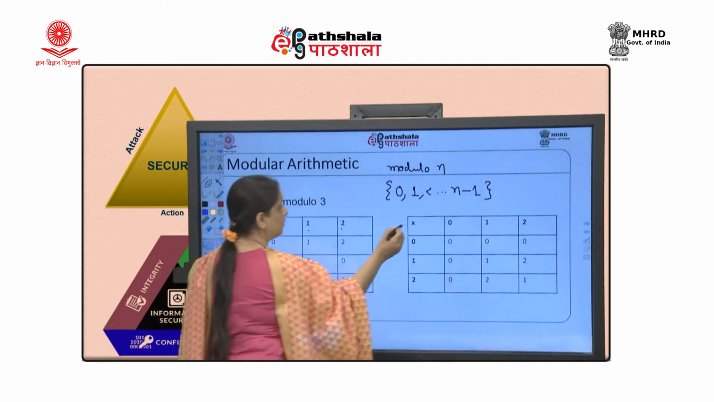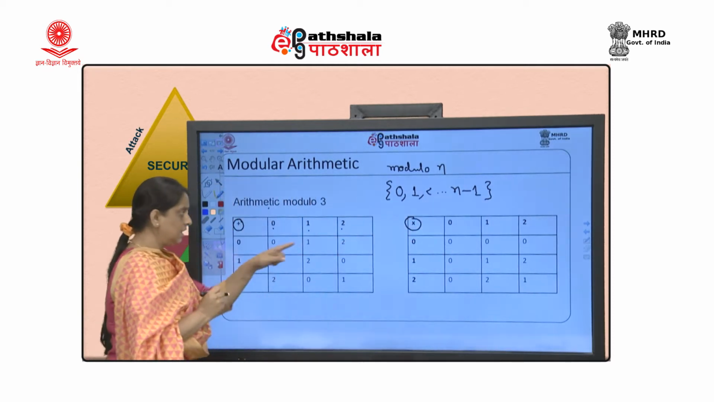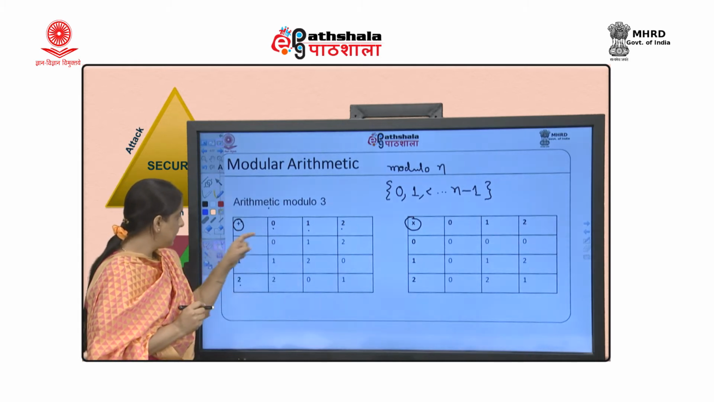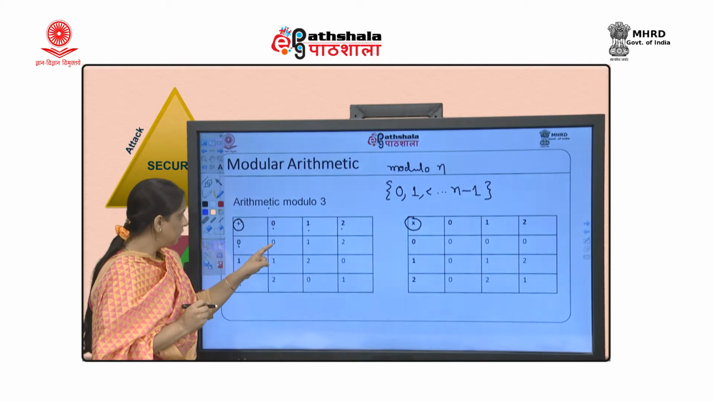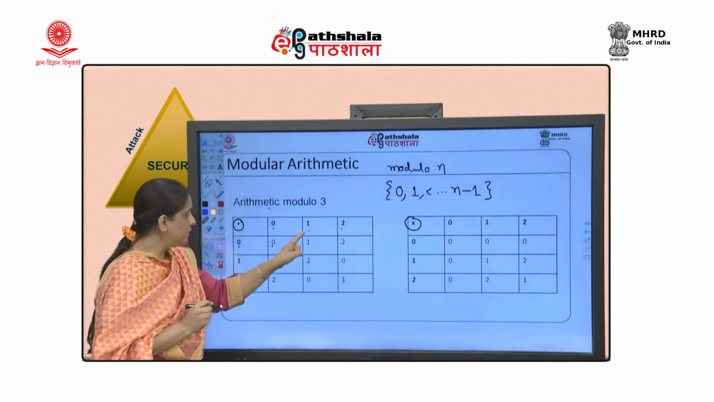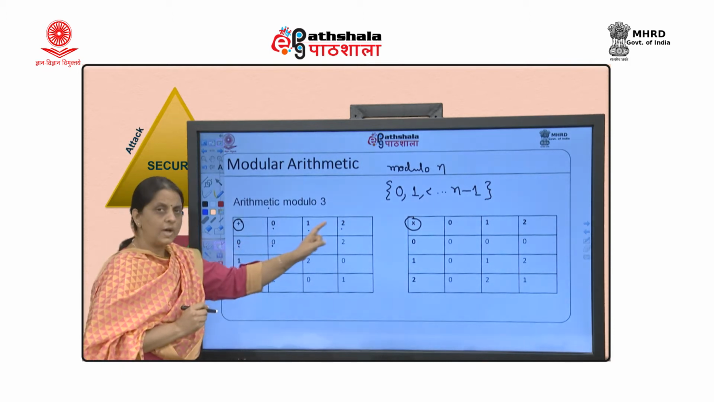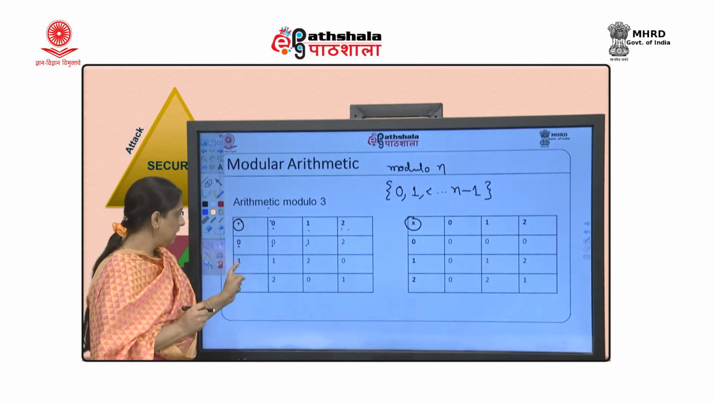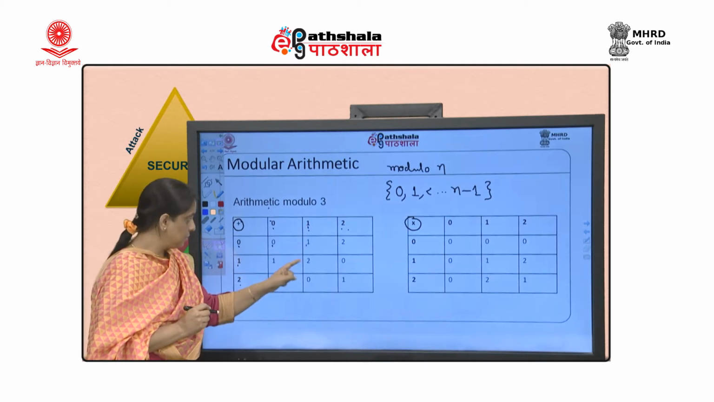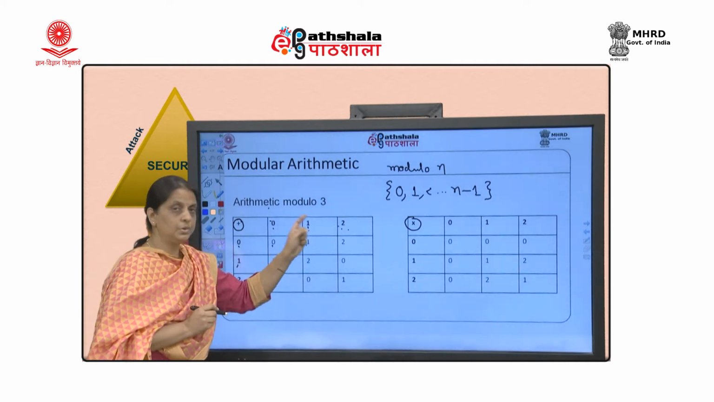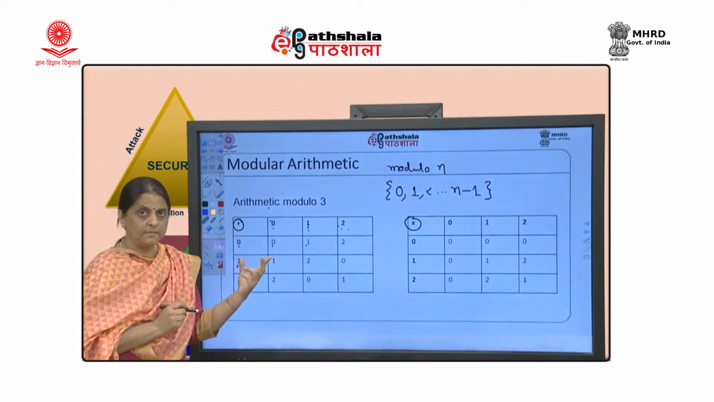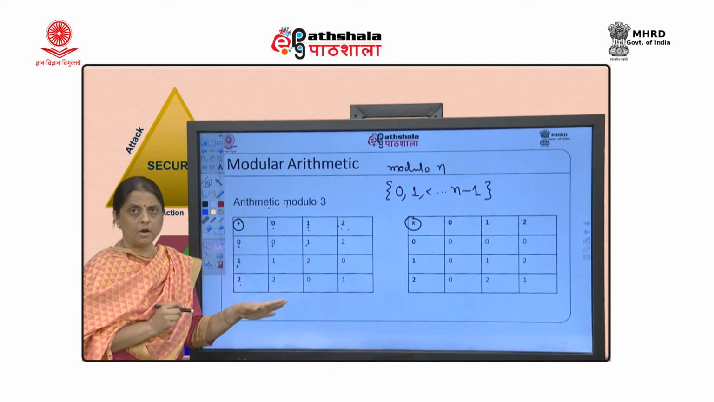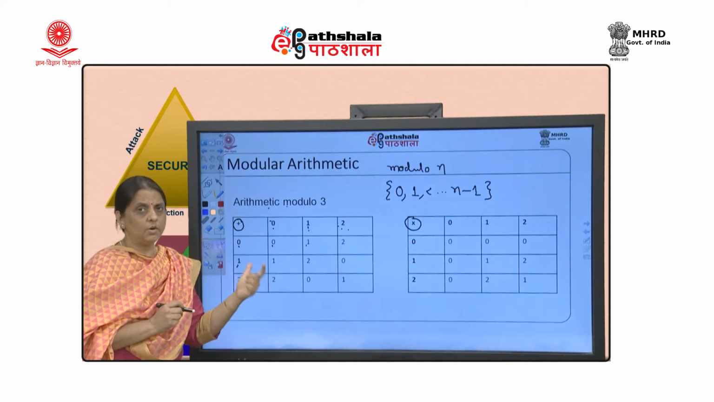What we want to perform is addition and multiplication. How can we perform addition and multiplication? So 0 added to 0 will give you 0, 0 added to 1 will give you 1, 0 added to 2 will give you 2, 1 added to 0 will give you 1, 1 plus 1 is 2, 1 plus 2 is 3. Now this time keep in mind we are working with modulo 3. So numbers cannot go beyond 0, 1 and 2.